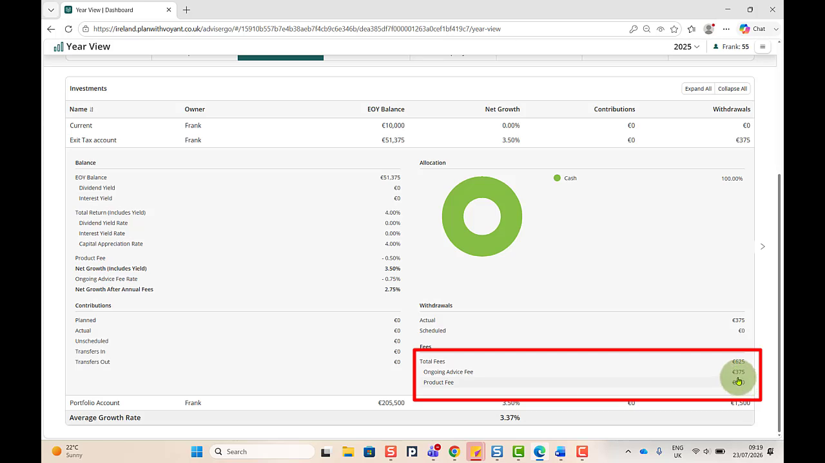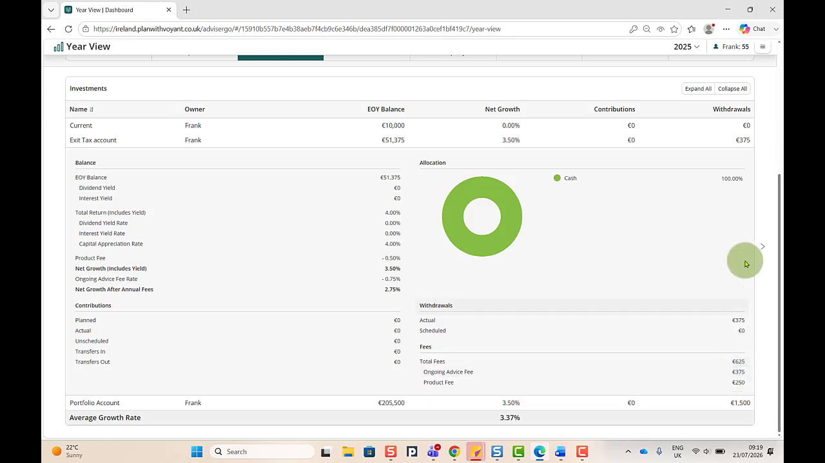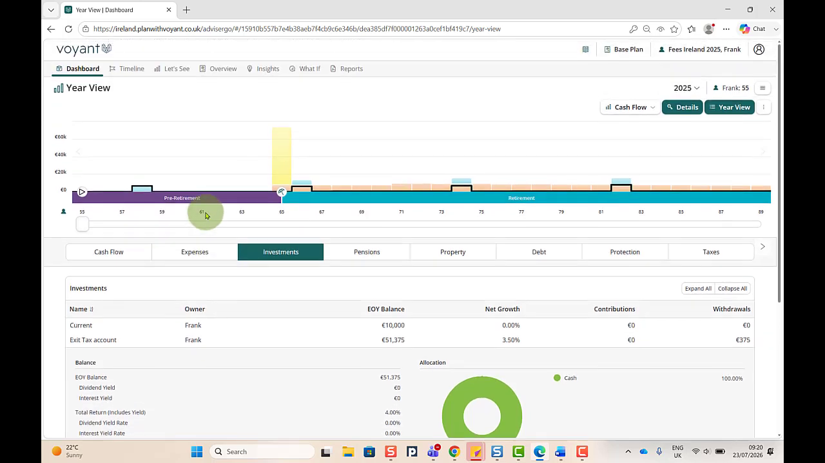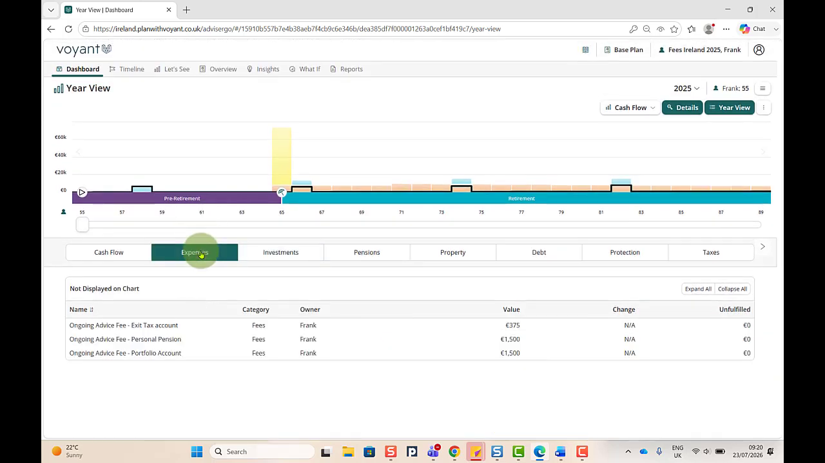What we do have is the monetary amount of the ongoing advice fee, and this is what is being deducted from the investment, and we can see it here, and we can see the withdrawal up here. Now over here we can see the percentage of 0.75, and this is information only. This is what the ongoing advice fee is. The ongoing advice fee is deducted from the investment, so following the normal logic of Voyant, I'm going to now go up to expenses, and we'll see it as an expense.